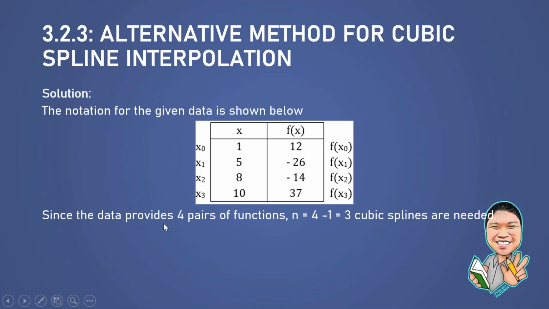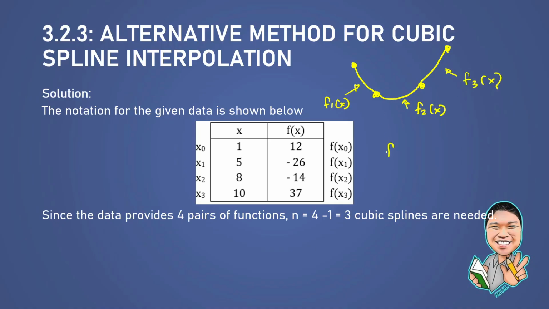So, ngayon, since the data provides 4 pairs of function, so, mangangailangan tayo ng 3 cubic spline. So, di ba nga, as I said, kapag may 4 na points nung graph natin to, so, usually, pag kinonect mo, unang spline, pangalawang spline, and pangatlong spline. Okay? So, kasi nga, di ba, for every 2 consecutive points, may isang spline dyan. So, halimbawa, f1 of x, tapos ito, f2 of x, and f3 of x.